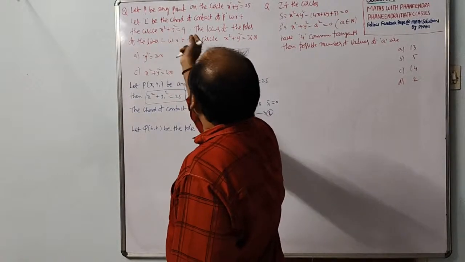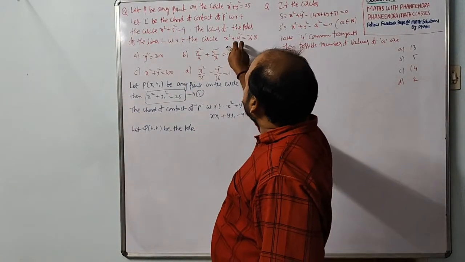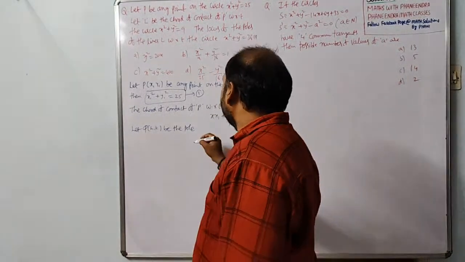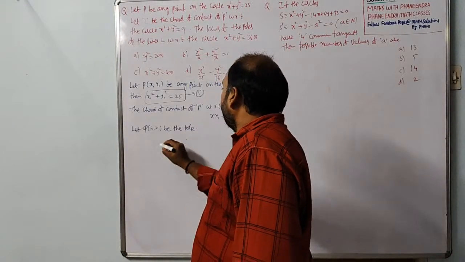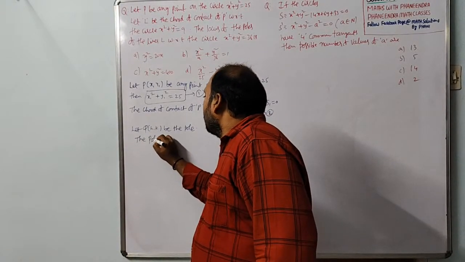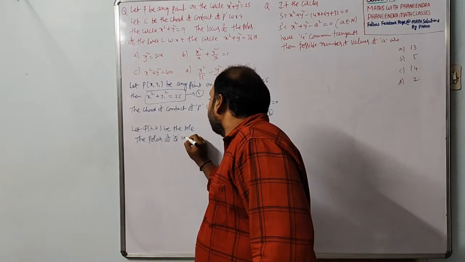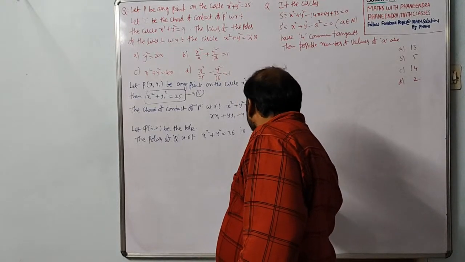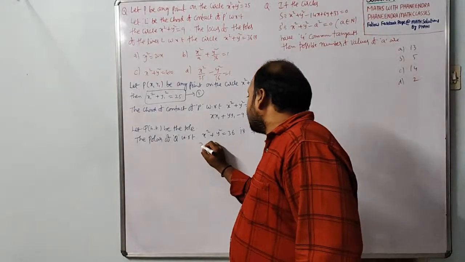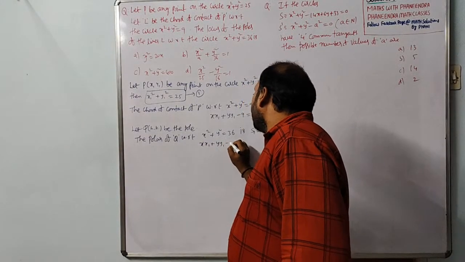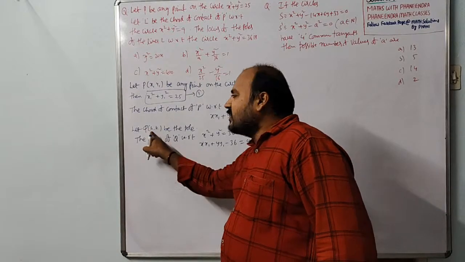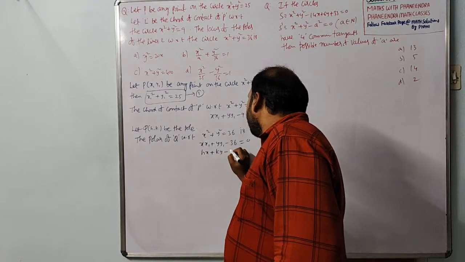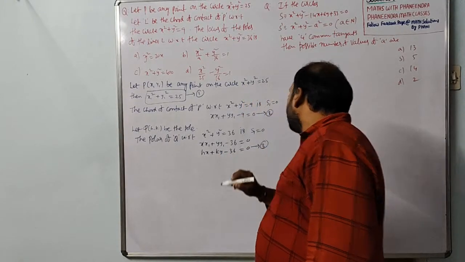The locus of poles of the line L. With respect to this circle, we will calculate the polar equation. The polar of Q with respect to x square plus y square equal to 36 is, again, the polar equation xx1 plus yy1 minus 36 equal to 0. Here x1, y1 is given as h comma k, so hx plus ky minus 36 equal to 0. Keep it as equation number 3.